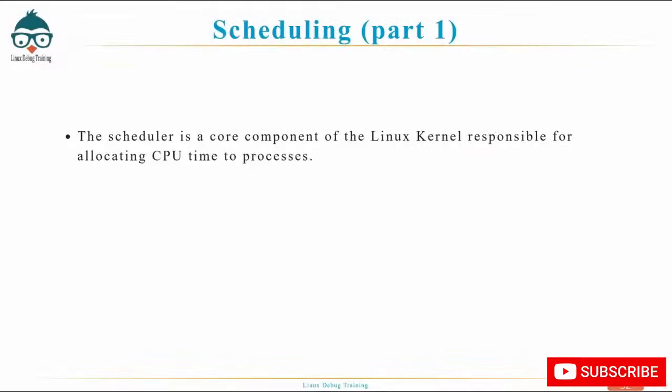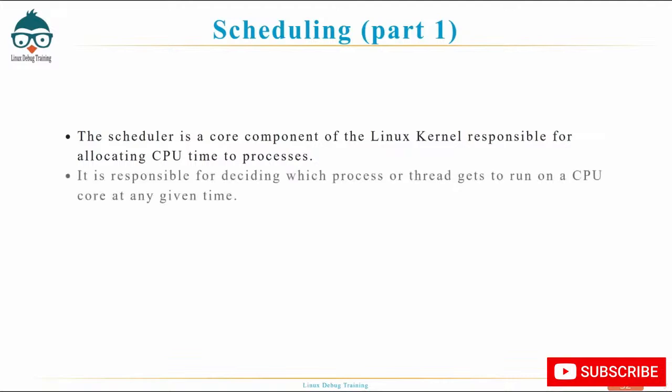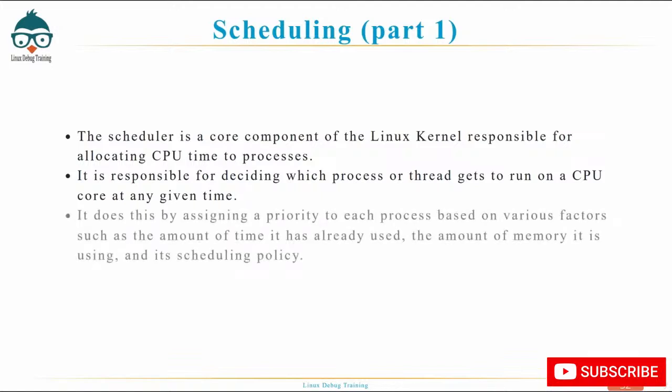The scheduler is a core component of the Linux kernel responsible for allocating CPU time to processes. It is responsible for deciding which processes or threads get to run on a CPU core at any given time. It does this by assigning a priority to each process based on various factors, such as the amount of time it has already used, the amount of memory it is using, and its scheduling policy. We will look at these factors in more detail in the next slide.